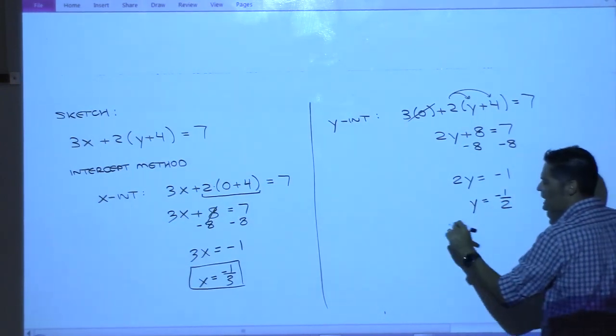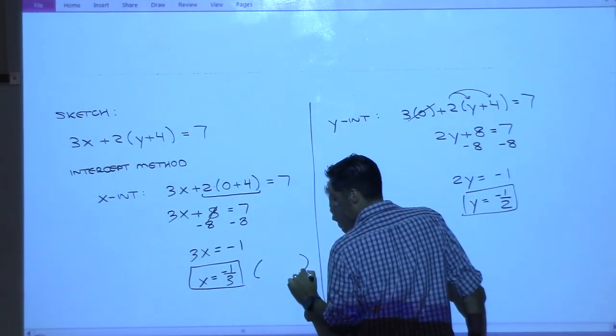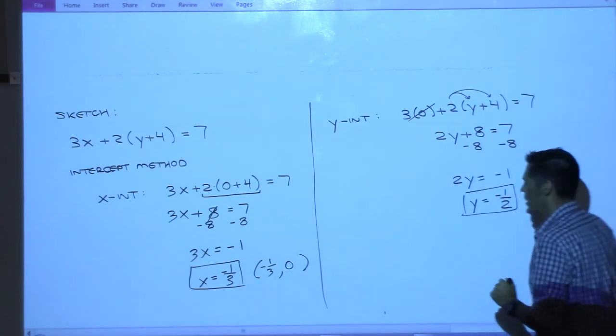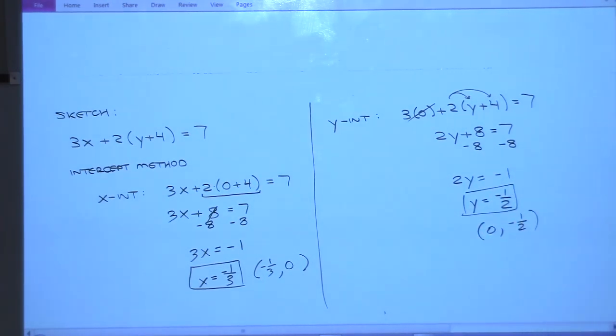Now, I forgot to write this as an ordered pair over here. This is an ordered pair, isn't it? It's the ordered pair negative 1/3, 0. And then over here, it's the ordered pair 0, negative 1/2. That's it. We have 2 points, don't we? Put those points, plot them, we're done.